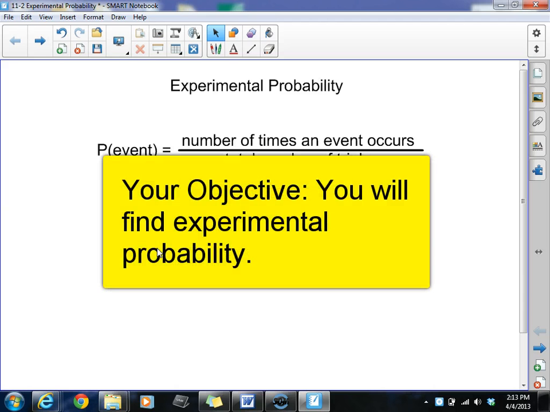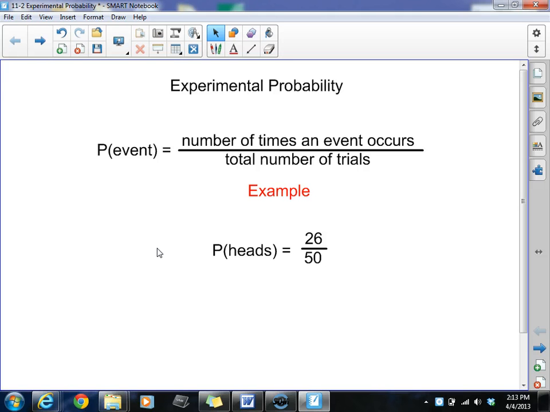Welcome to class tonight. Tonight we're going to be expanding our understanding of probability. Now in class we talked a lot about probability, we introduced the idea. Tonight we're going to talk about a specific type of probability. You can see that on the board right there. We're going to be talking about what's called experimental probability.